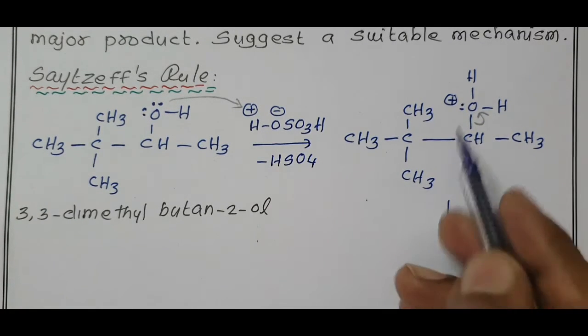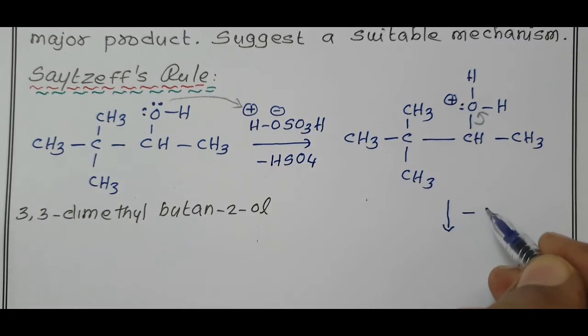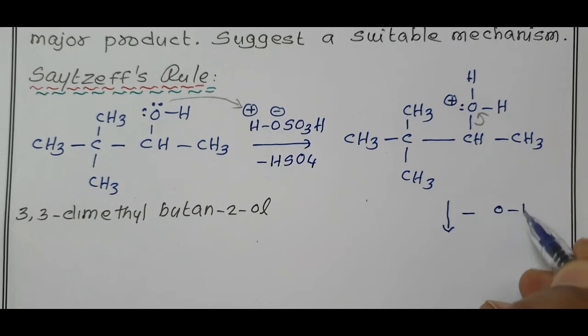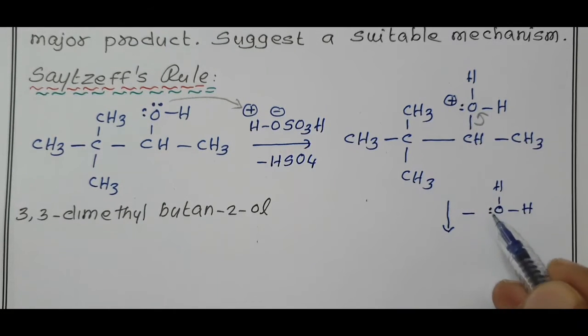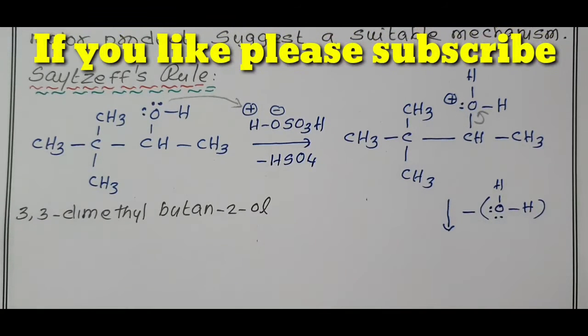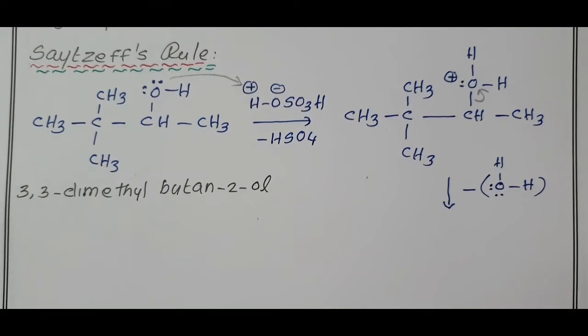Carbon lost its electron, so the charge on this carbon becomes plus. Loss of H2O, oxygen, hydrogen. Already it has one pair of electrons, another pair of electrons is from a nearby bond. Now this carbon, that is the alpha carbon, gets positively charged.